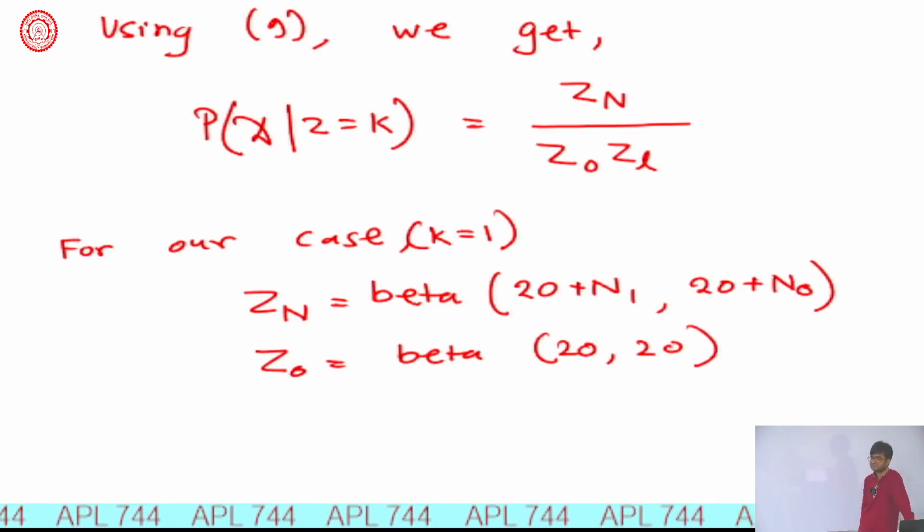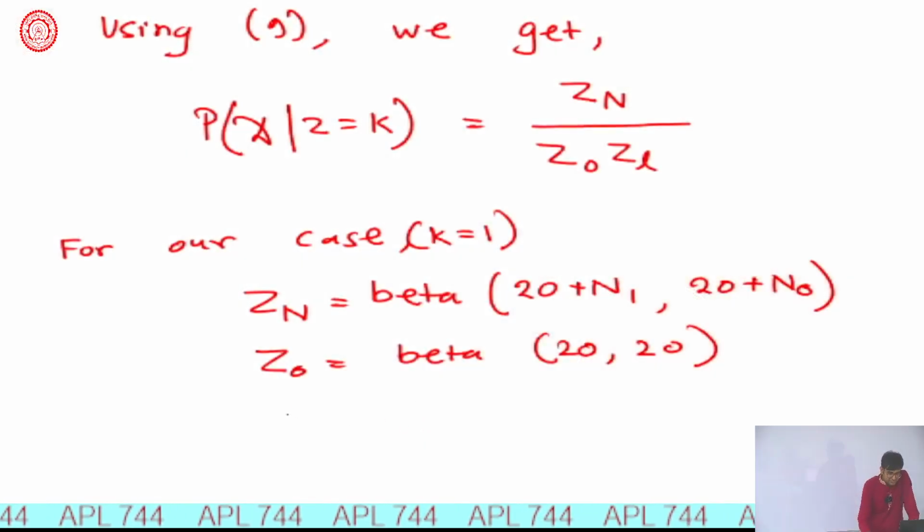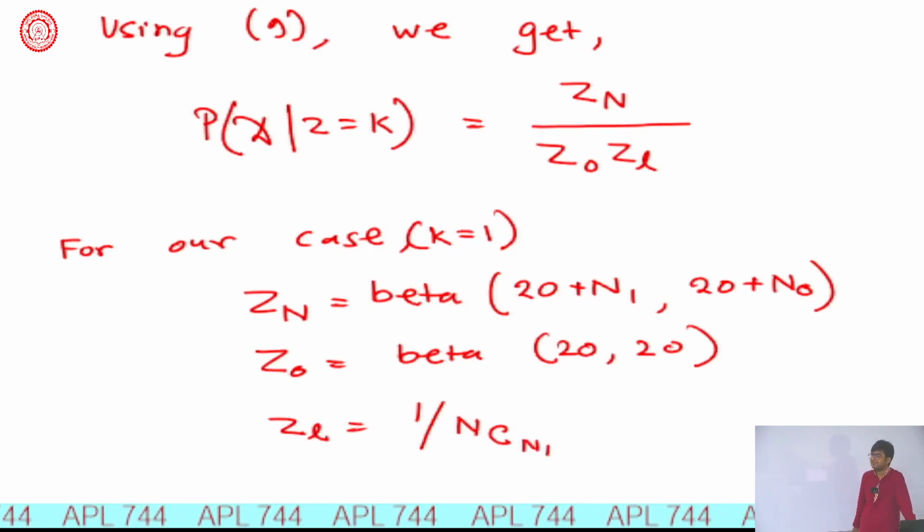clear. What will be ZL? 1 by nCn1, because it is the head I am talking about. So, 1 by nCn1. Okay. So, ZL will be nCn1. So, just substitute this and you will find out what you want. Okay.